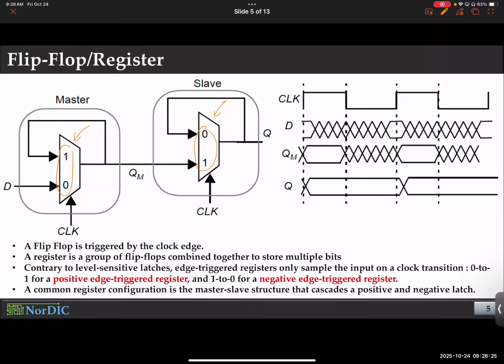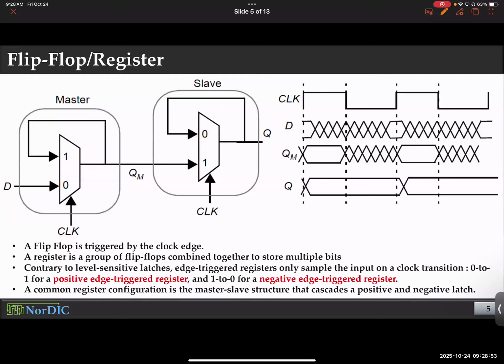What do I mean by this? I'll be using the jargon now. I hope you can understand this. This one will be transparent when clock is 0. You get my point here? When the clock is 0, input is sent to the output. So this one is transparent when clock is 0. This one is transparent when clock is 1. That's why one of them is positive and the other one is negative. You see my point here, right? We typically use the term positive latch and negative latch here.